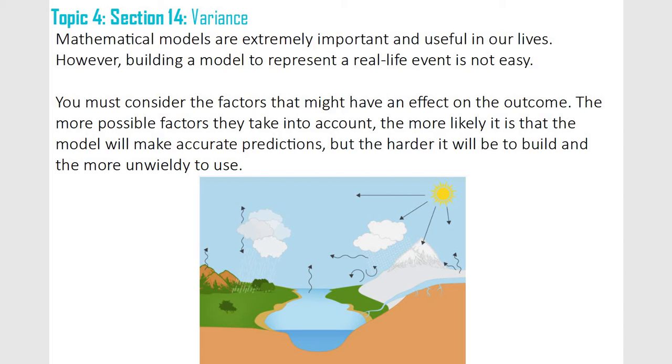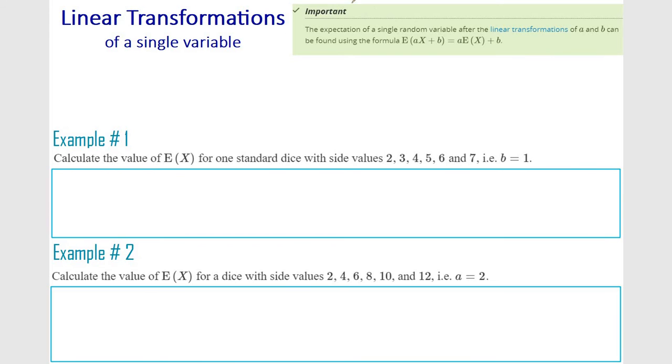But if we know how these variables are affected, then we can adjust our models accordingly. I'm better with examples, so let's do linear transformations of a single variable. For instance, we have a standard dice. Typically, our standard dice is 1, 2, 3.